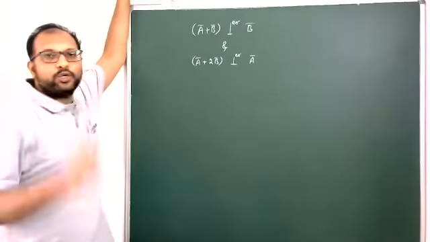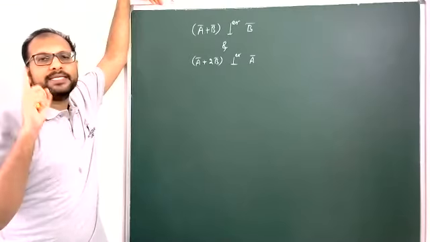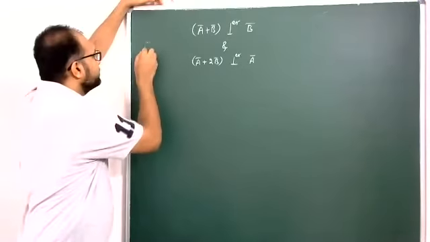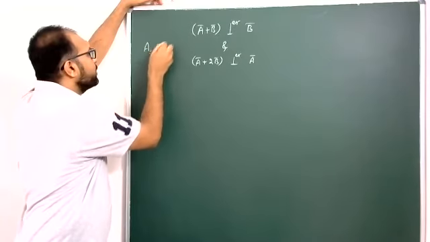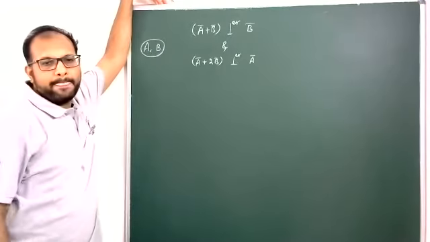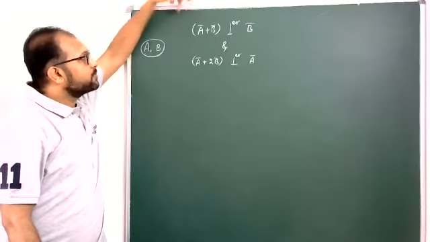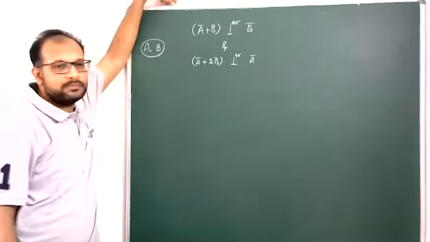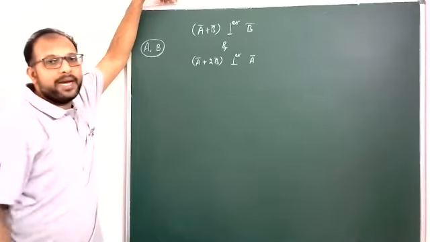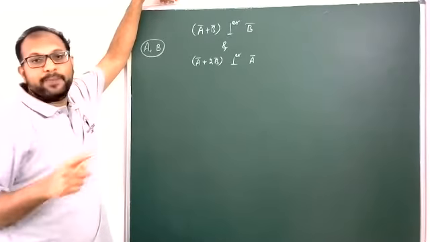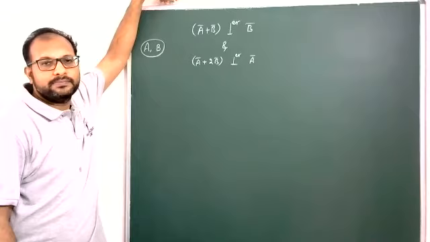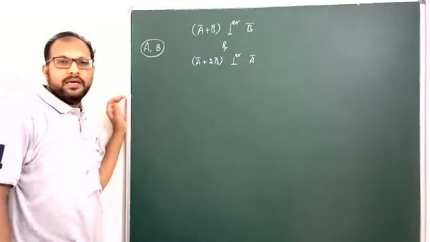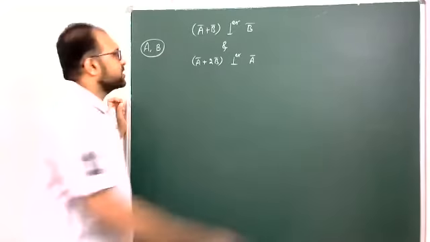Yes, so students, here two vectors are given, one is A bar, another is B bar, with magnitudes A and B. Vector A bar plus B bar is perpendicular to the second vector B bar, and A bar plus 2B bar is another vector that is perpendicular to the first vector A bar. Then find the relation between A and B. Just wait.